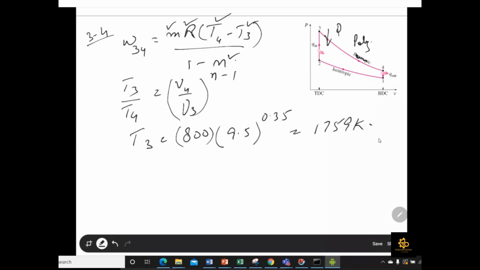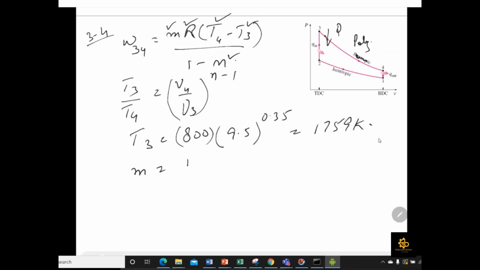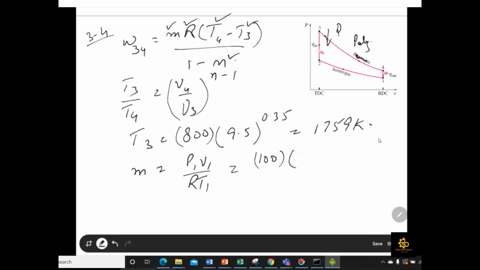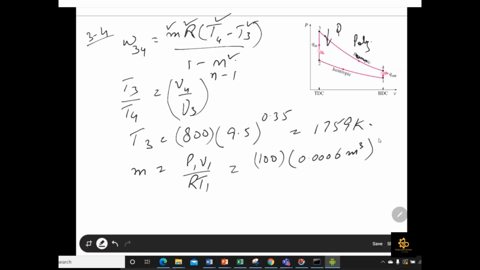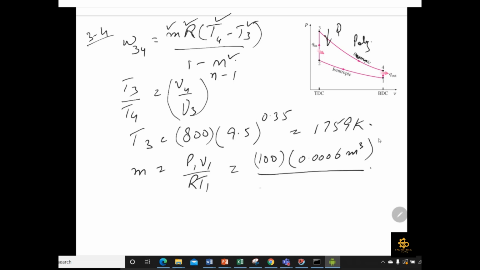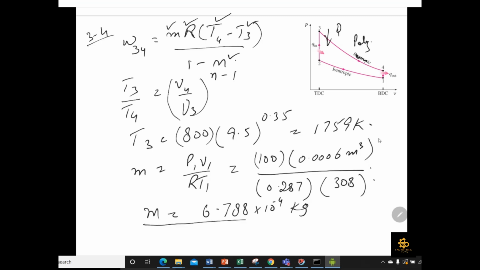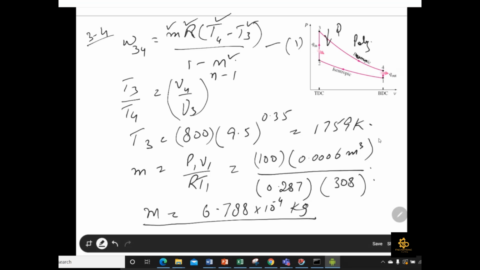Now we have to find m, which is the mass of your working fluid. So m is equal to P1 V1 over R T1. Okay, so P1 is equal to 100 kilopascal from your problem statement. V1 is also mentioned in your question, that your volume at the start is 0.6 meter cube, which is mentioned over there in your problem statement. Okay, so R value is 0.287, the constant, and then T1 is 308 Kelvin. By just solving it, you will get the value of 6.788 into 10 raised to power minus 4 kg. So here your m value is known to you. So now if I just plug in all the values in this equation, which you can call equation number 1, you will get W34, which is the work associated with your polytropic expansion process. Okay, so you can just note it down, then we will move on towards the next step.